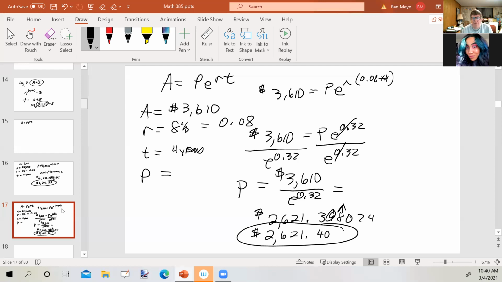So notice we ended with less than we started with because we were going backwards. We end up with this much. How much did we start with? Any questions on that?